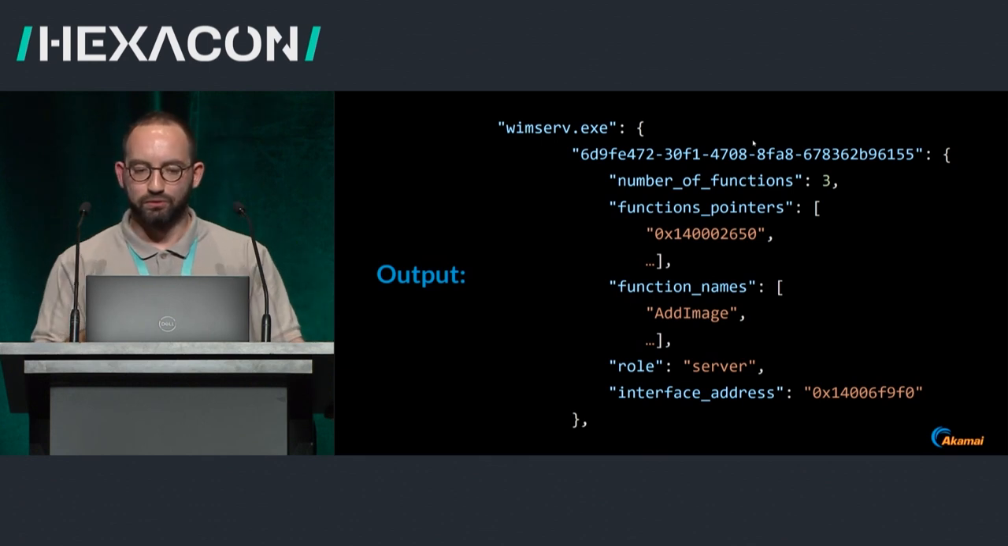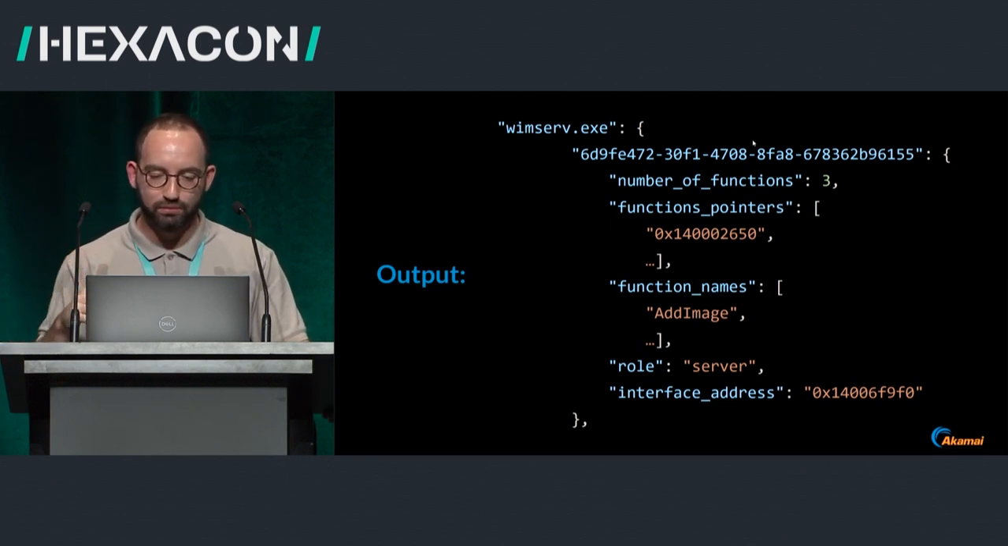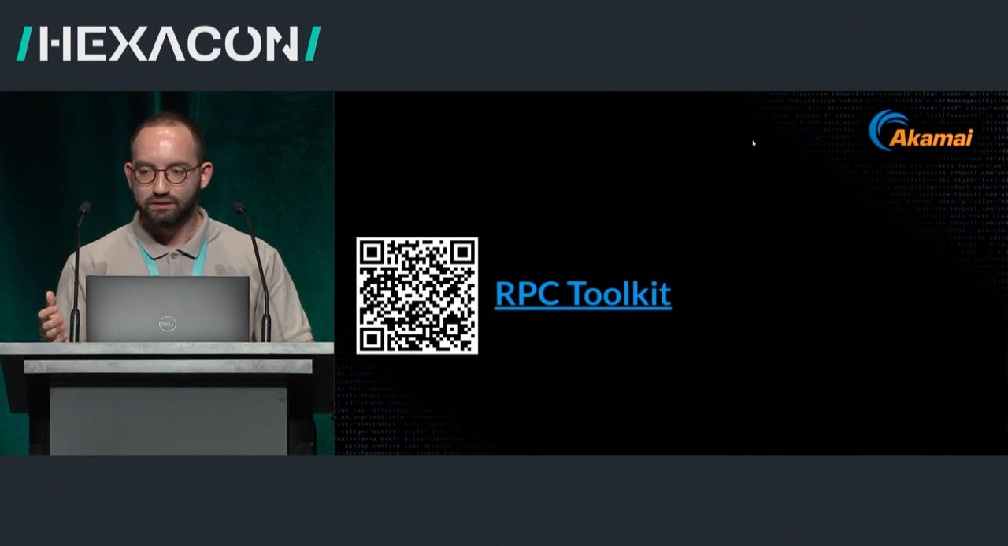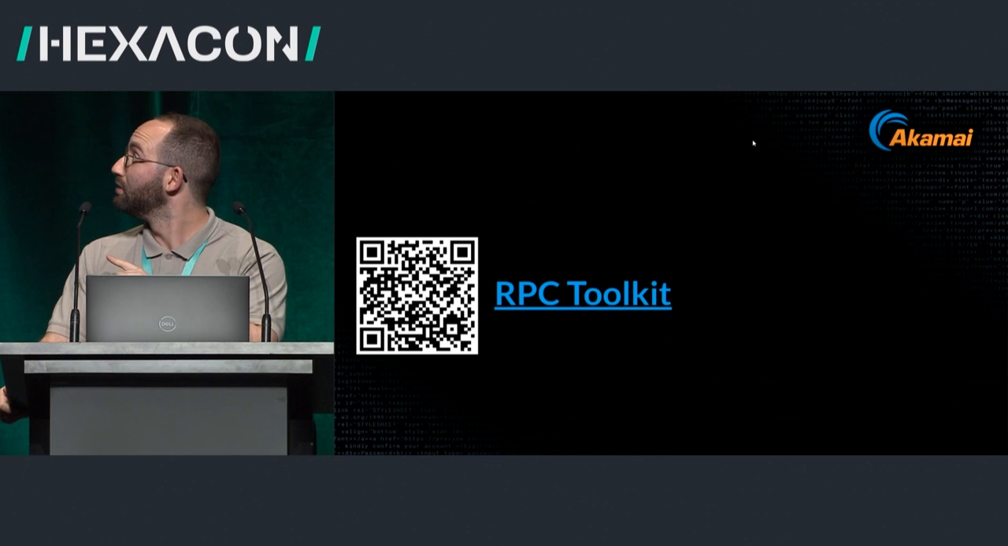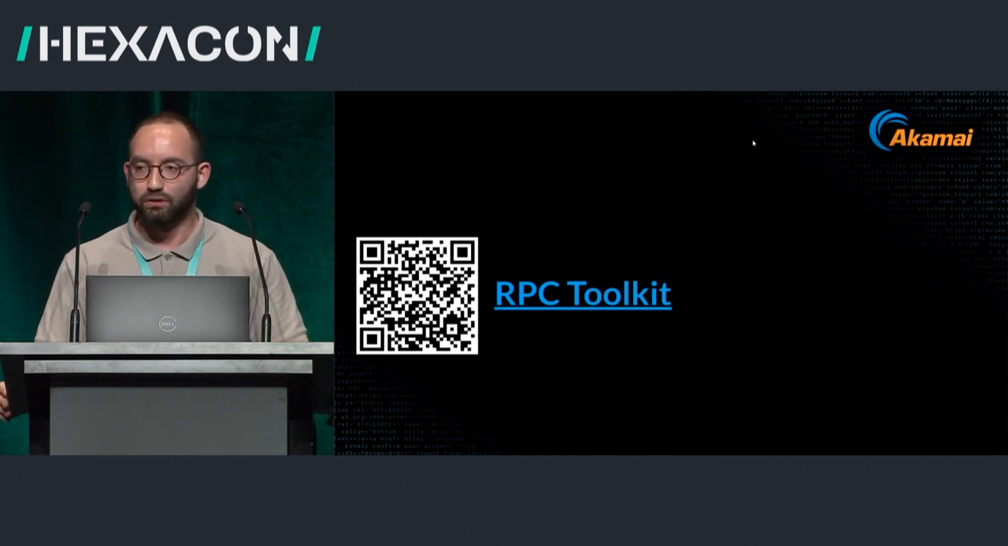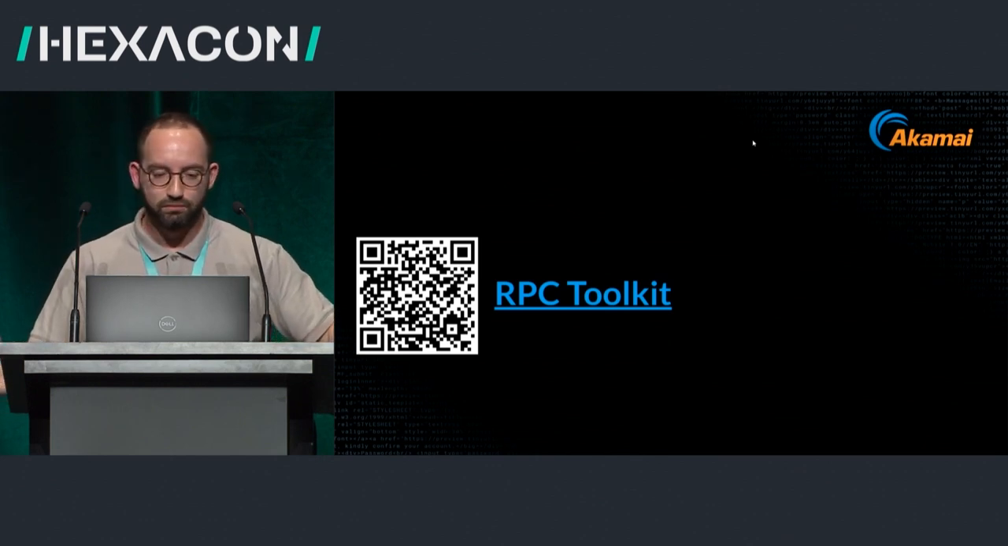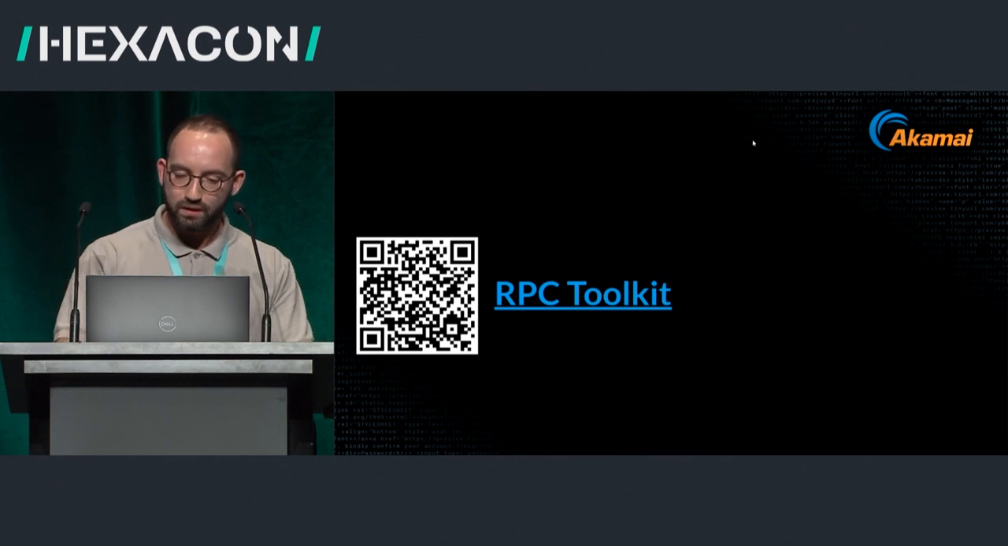And this is a sample output. We have here WimServ, which exposes an interface with a UUID, and it has three functions that we've seen before in the previous example. And since it has those functions, we can also deduce that it's a server. All of this logic is implemented in an RPC toolkit that we've published and is linked here. You don't have to copy the QR code. We'll upload the slides after this talk, but you're welcome to if you want to.